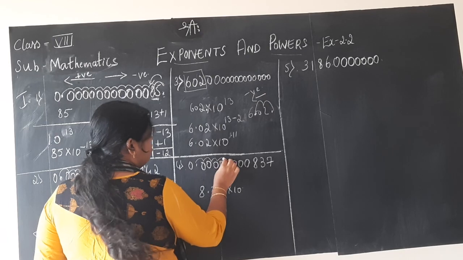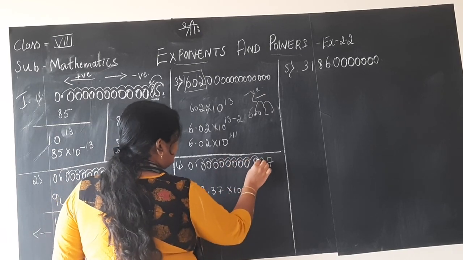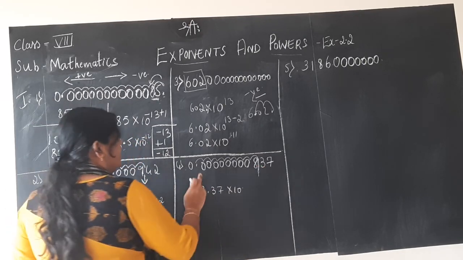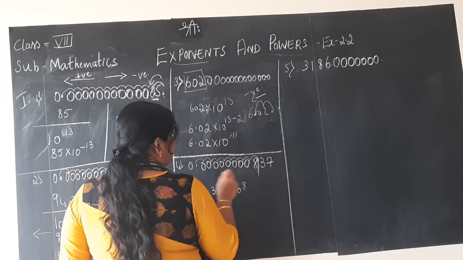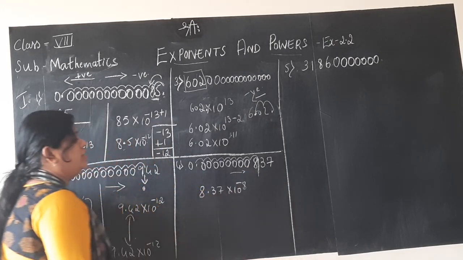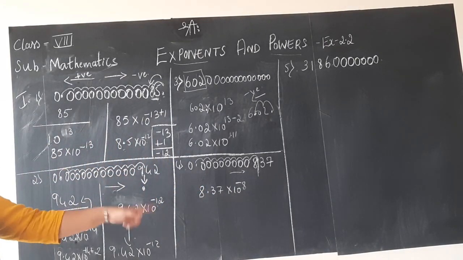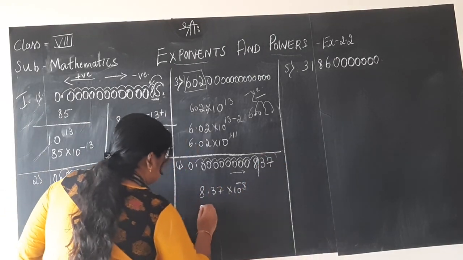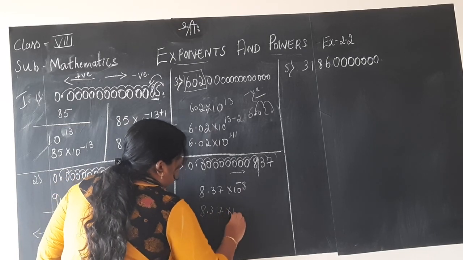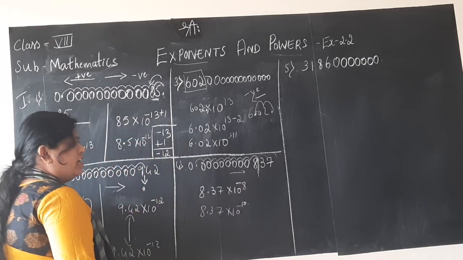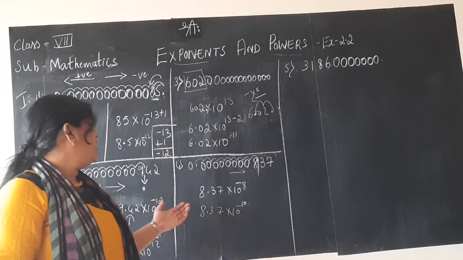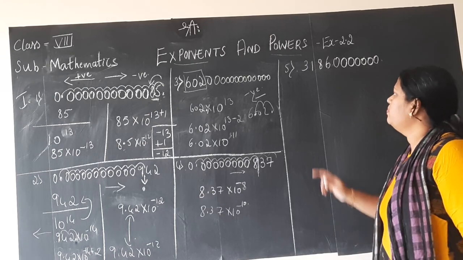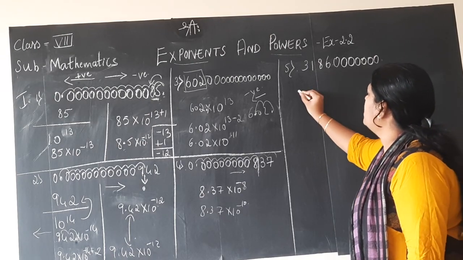1, 2, 3, 4, 5, 6, 7, 8, 9. See, I stopped here. The decimal point should come after 8 for me, that means I shifted 8 decimal places. Since I shifted in the forward direction, it is minus 8. 8.37 into 10 power minus 8. If at all you shift 2 more places, then 8.37 into 10 to the power minus 10. If you shift only 5 decimal places, 8.37 into 10 to the power minus 5. Like that you can write by trial and error for any number. The fifth problem is again a larger number.